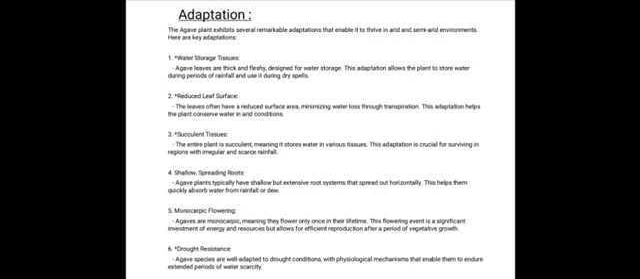Adaptation of the agave plant: it adapts through various features present in agave plants. Basically, these are water storage tissue, reduced leaf tissue, succulent tissue, shallow spreading roots, and also monocarpic flowering. You have just noted that the agave plant is monocarpic. It means that it flowers once in a lifetime and then survives. And the last one is drought resistance.